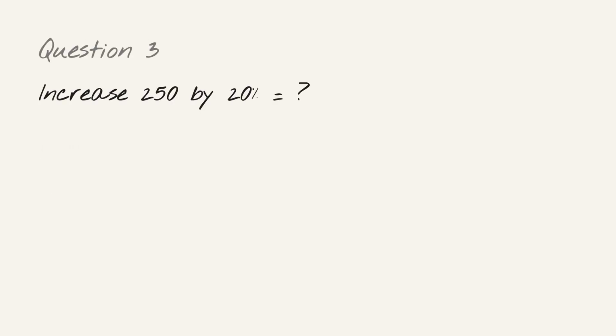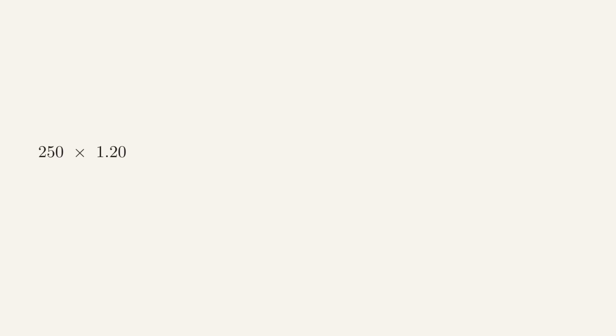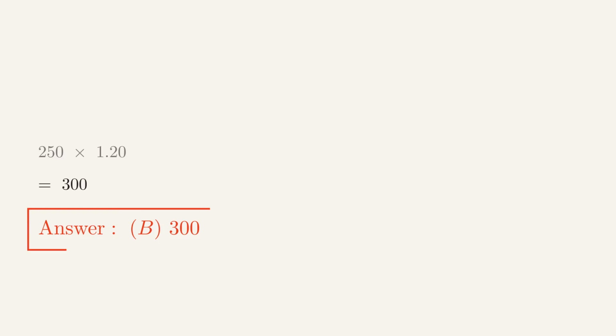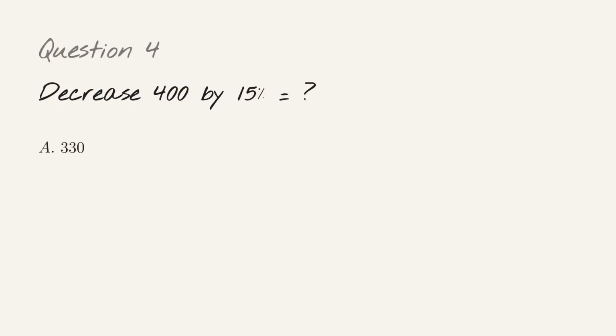Increase 250 by 20%. A 20% rise is times 1.2. 250 times 1.2 is 300. Or add a fifth of 250, which is 50. A 20% increase is the same as adding a fifth, so you can add 50 to 250 directly without touching decimals.